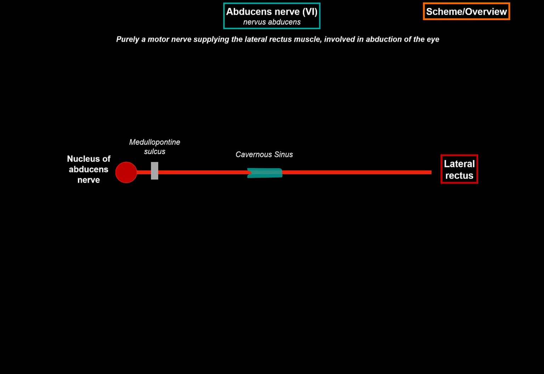It will pierce the dura mater and travel through the cavernous sinus. Then it will go through the superior orbital fissure and the common tendinous ring, where it will innervate the lateral rectus muscle. That's really all for this one.